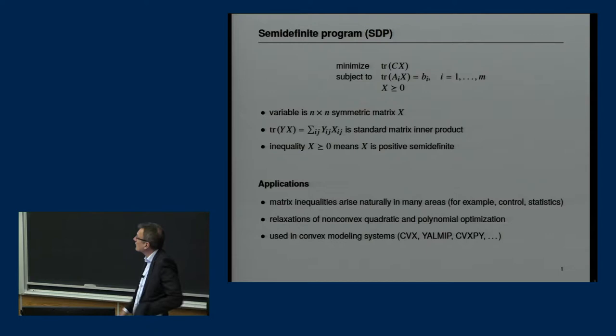A second big area of applications, still being developed very actively today, is relaxations of non-convex quadratic and polynomial optimization problems. There, semi-definite programming arises because if you take the Lagrange dual of a quadratic optimization problem, you get a semi-definite programming problem. So the Lagrangian relaxation of a general non-convex quadratic optimization problem is a semi-definite programming problem. That has been extended to non-convex polynomial optimization, and there are systematic ways of developing hierarchies of SDP relaxations for solving these problems.